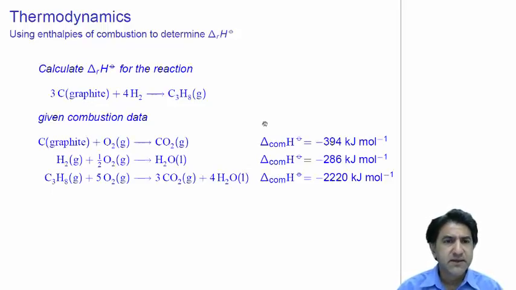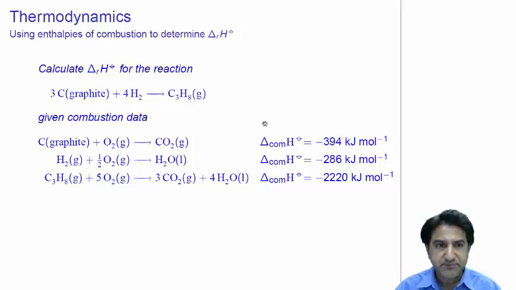Here's the problem. We're hydrogenating graphite. So we've got graphite, which is just pure carbon, and we're reacting it with hydrogen gas. And the reaction's shown over there: 3 carbon atoms reacting with 4 hydrogen molecules to give you C3H8, whatever that is.